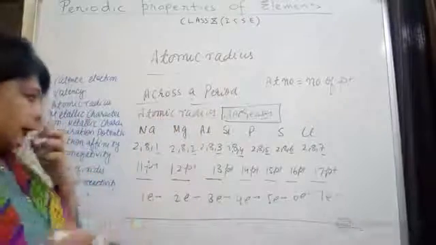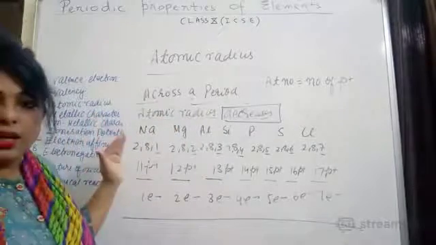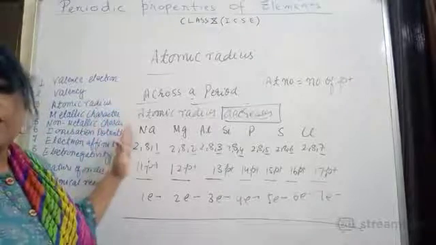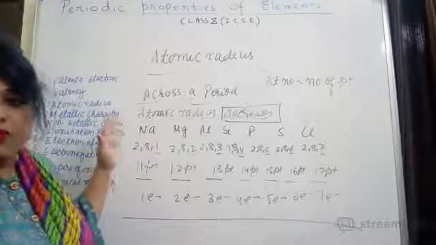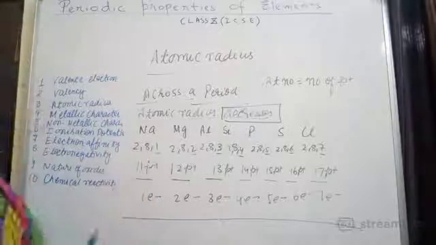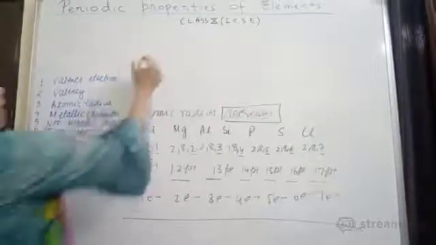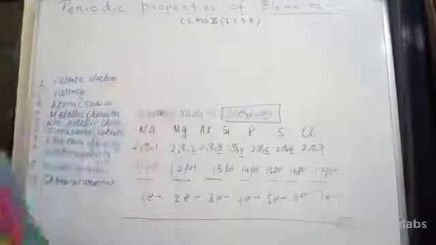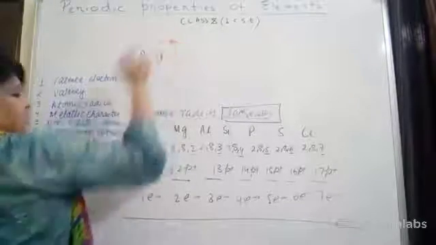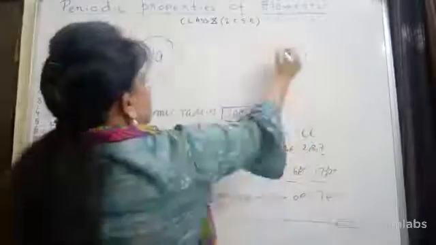Now, in this case, I have a question. If I ask, in the third period, which one will be the largest atom? You have to tell me which one will be the largest atom. Now, sodium will be the largest atom, and when we go to chlorine, it will be the smallest one.